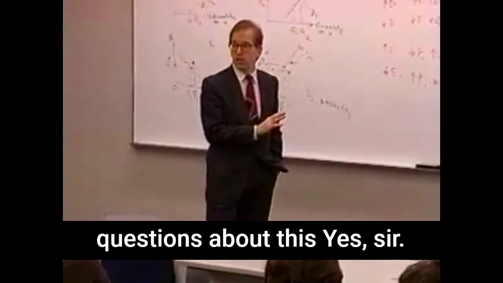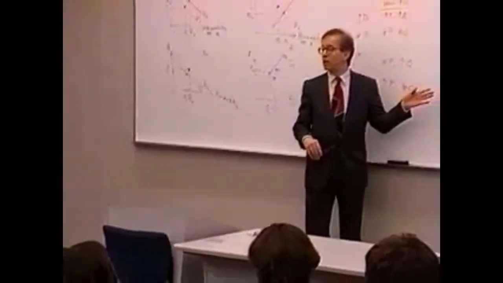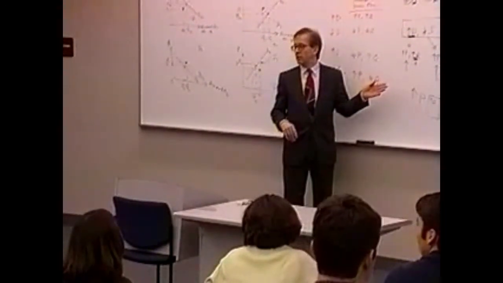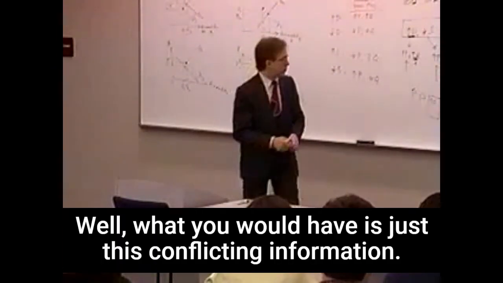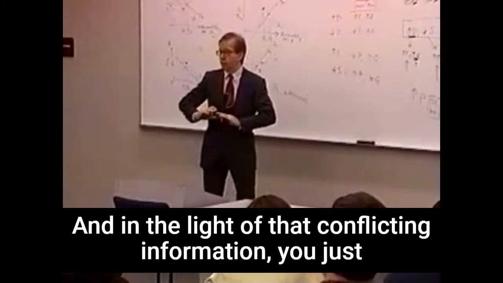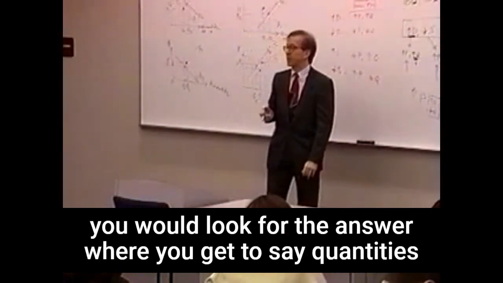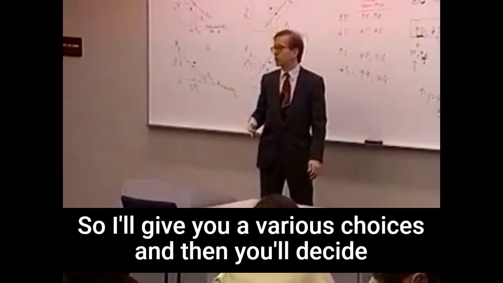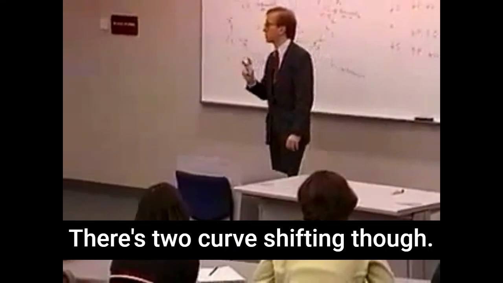Questions about this? Yes, sir. If you're not told what change is bigger and smaller, how do you write the quantity? Well, what you would have is just this conflicting information. And in the light of that conflicting information, you just say, I don't know. That's in your own mind. And then on a test, you would look for the answer where you get to say quantity is indeterminate. And it'll be a multiple choice kind of a deal, so I'll give you various choices, and then you'll decide which one you want to pick. Okay? Every single time there's two curves shifting, though, something's indeterminate.